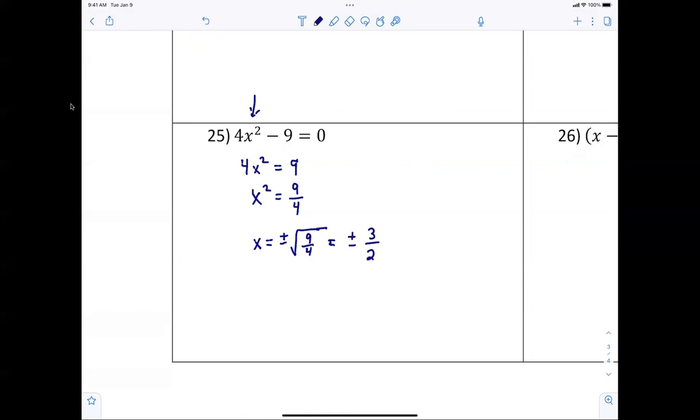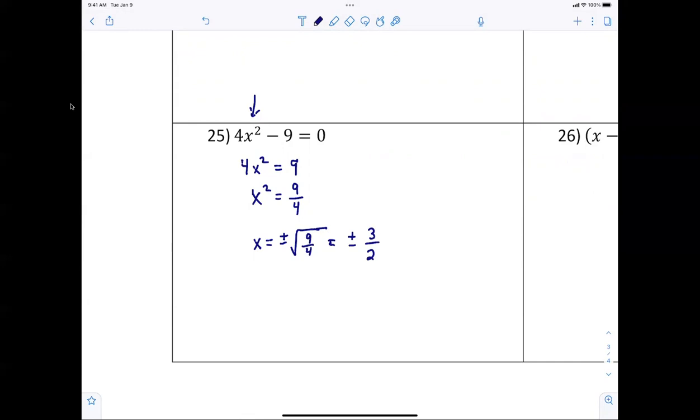Anybody have any issues with that? Yes. Divide both sides by 4. You did it the wrong way. I'm looking at divide both sides by 4. So it's 9 over 4, not 4 over 9. You see what I'm saying, right? Yeah. It's 9 over 4. And then you have the right answer.